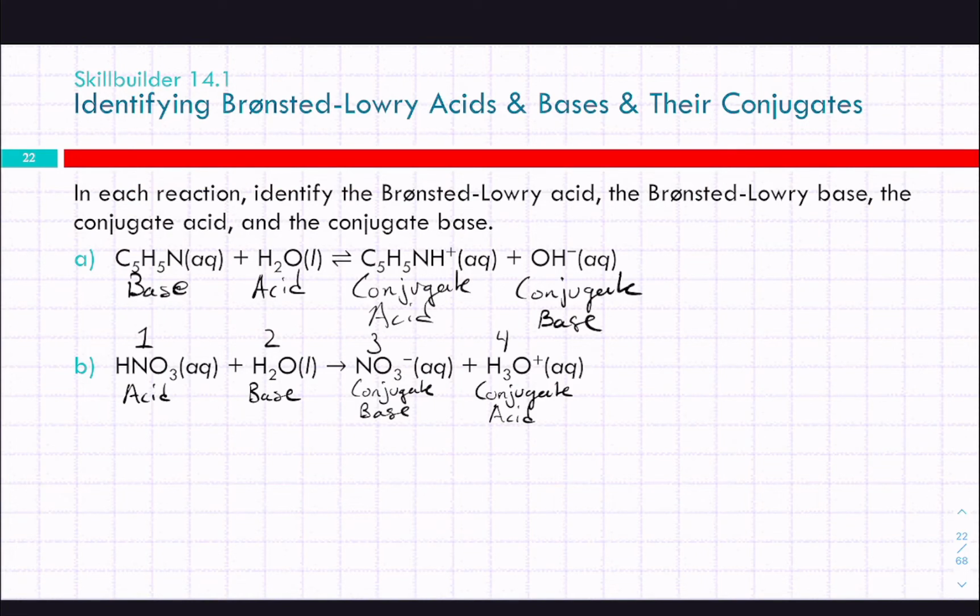Any questions? Yeah. So when you know it's a conjugate base or acid, it's just like the opposite. Mm-hmm. Yeah. And the conjugate base and conjugate acid are always going to be the products. And then the acid and base will always be the reactants.